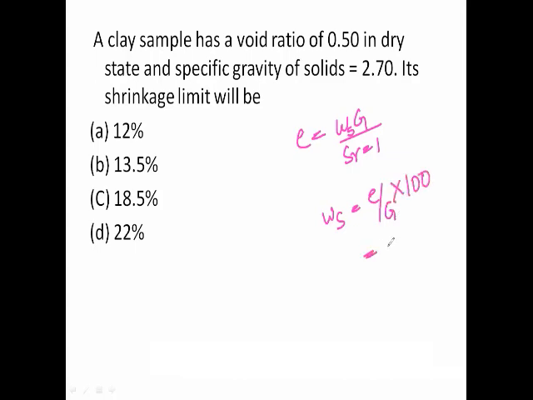What is e here? It is 0.5. What is G here? G is equal to 2.7. If you multiply by 100, how much will you get? 0.5 divided by 2.7, so you will get 18.5% as the answer. So option C.